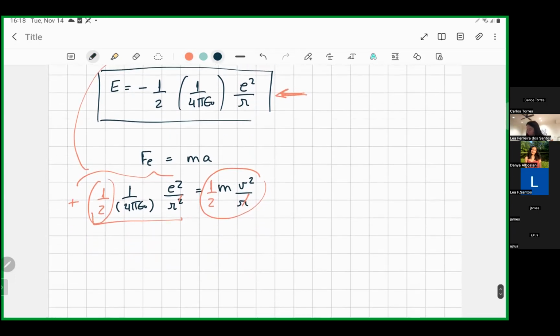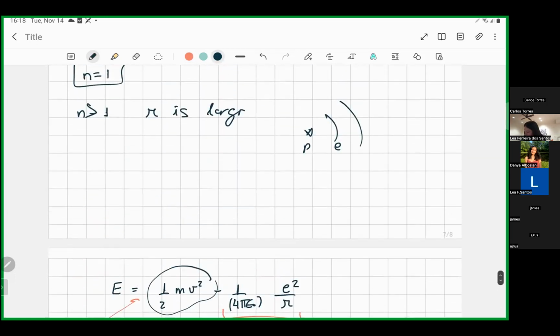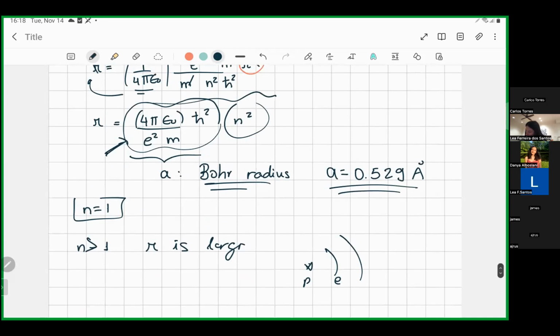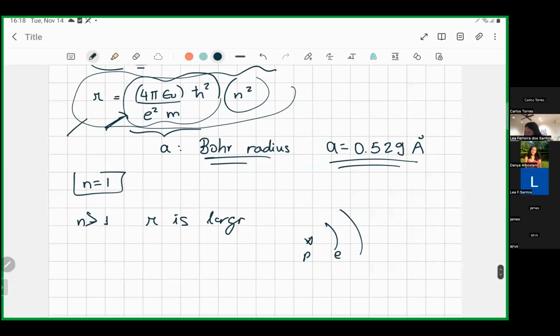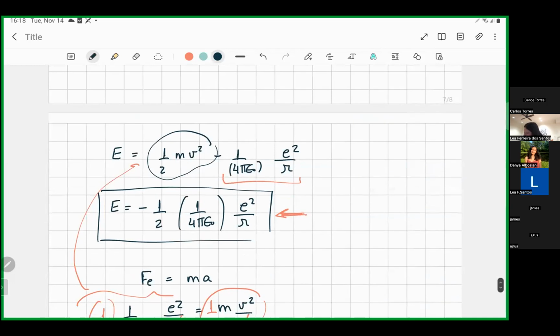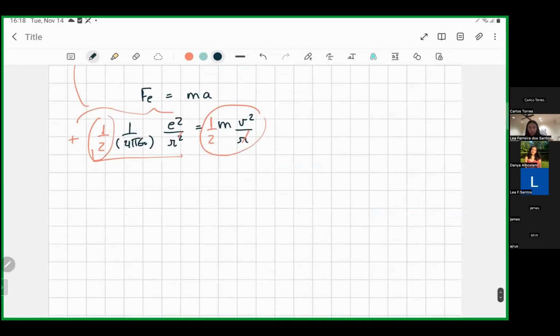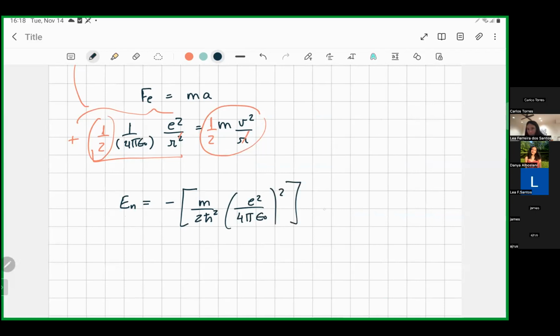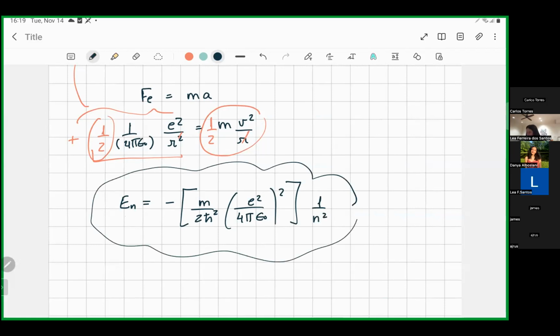Okay, so we found this equation for the energy, but we also have an equation for R. So if I pick this equation for R and put it in this equation for the energy, we are going to find exactly what we had before. Let me copy this again. We are going to find the energy that we wrote before: four pi epsilon 0 squared, 1 over n squared. This is what we had obtained using Schrödinger's equation.